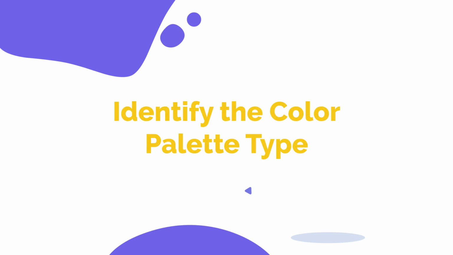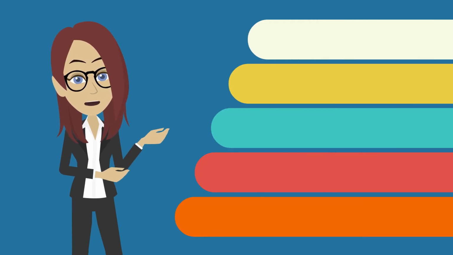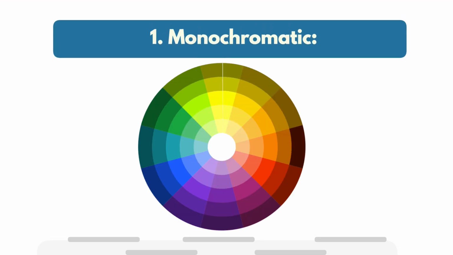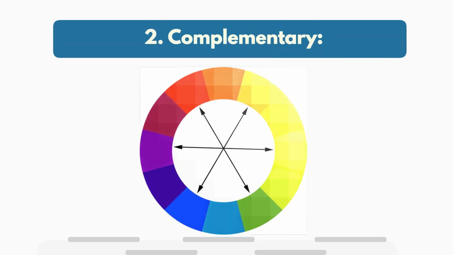Identify the color palette type. Let's go over the 5 standard color palette types you'll want to consider for your brand. 1. Monochromatic, a palette that uses various shades of one color. 2. Complementary, colors that are opposite each other on the color wheel.